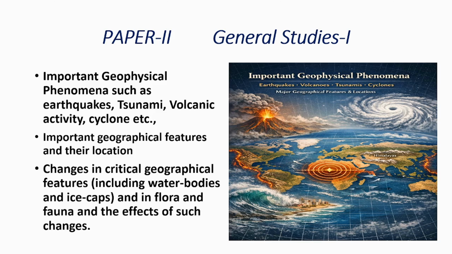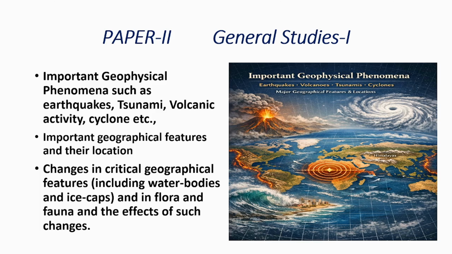Then changes in critical geographical features including water bodies and ice caps, and in flora and fauna and the effects of such changes. Before humans, everything was in such a way. Even till 200 years back, nature was more or less preserved in its way. But now, after the industrial revolution especially, we are polluting the environment. We are creating climate change. We are creating global warming. So we are changing the fundamental atmosphere of the earth.